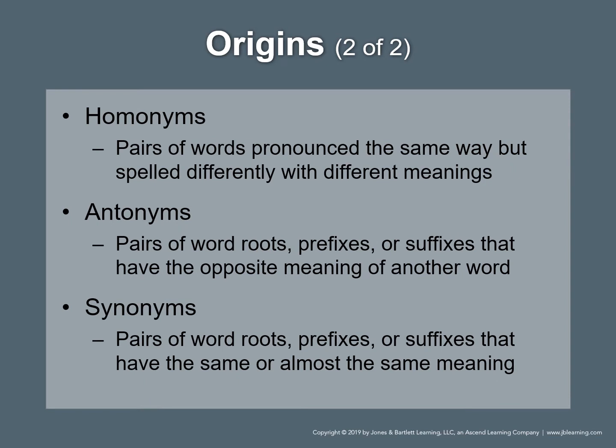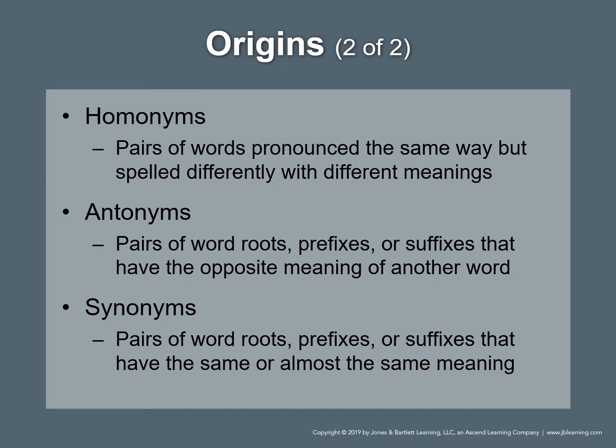All right, homonyms are pairs of words that are pronounced almost the same way but are spelled differently and have different meanings. Example would be ileum and ilium.